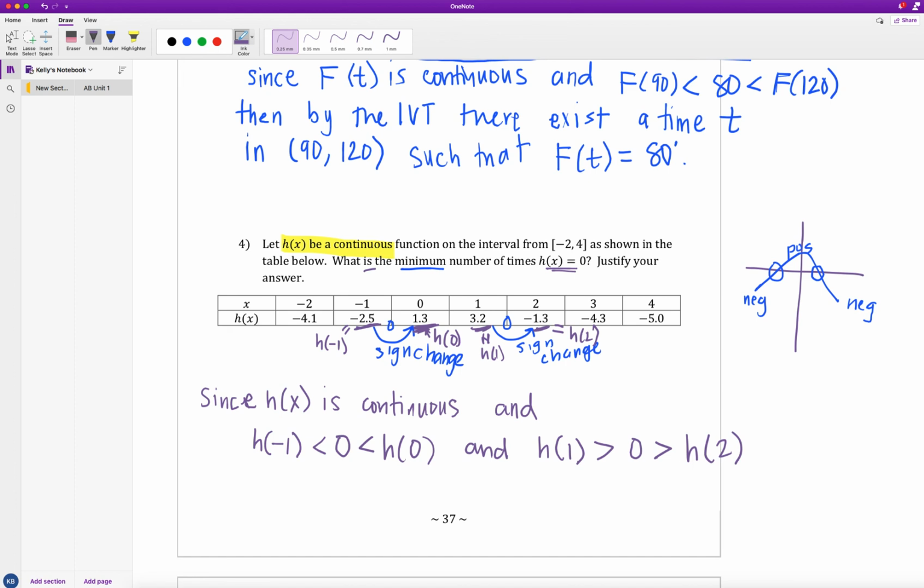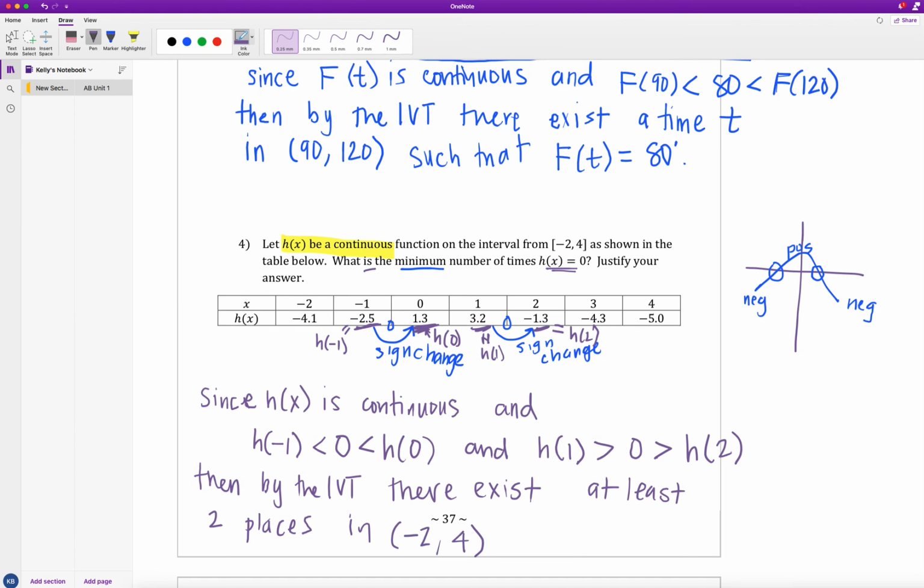So we've stated that our function is continuous. We have our mathematical statements here of our inequalities. So then we can conclude this using our theorem. So then by the intermediate value theorem, so by IVT, there exists, in this case, at least 2 places in between -2 and 4, since that's the interval we're working on the x-axis. There exists at least 2 places in between -2 and 4 such that, sorry, we're having issues with the pen. So then by the intermediate value theorem, there exists at least 2 places in -2 to 4 such that h of x is going to be equal to 0.